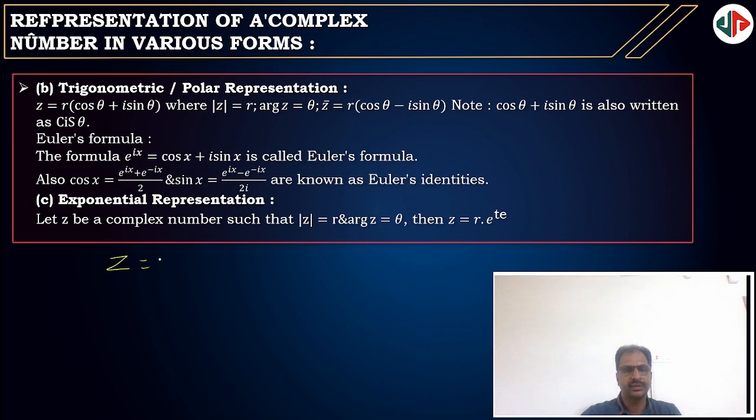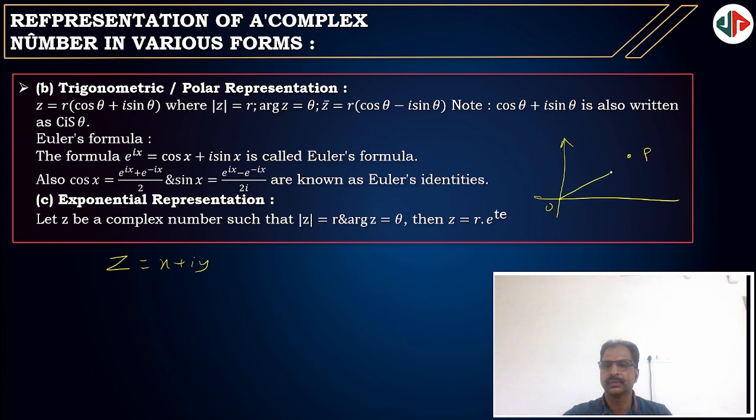Now, as just now we discussed, z is nothing but x plus iy. This is origin. This is P. This is x comma y. This is theta. This is y. This is x. From the diagram, what will be cos theta? This is modulus, which is also represented by r. Cos theta is nothing but x by r. And from the diagram, sin theta is nothing but y by r.